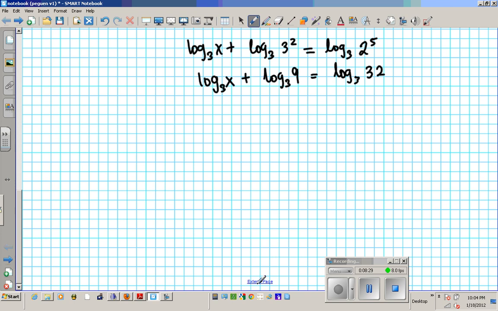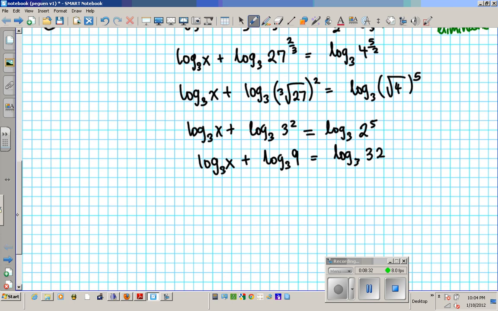Now that they've been cleaned up, we're going to proceed to consolidate. We need to consolidate the left side because we have two logs there. So to consolidate this, we're going to have log base 3 of 9 times x, which is 9x. Why did I do that? Because when I'm adding logs, it's the same thing as multiplying the numbers. Addition of logs is the same thing as multiplying the numbers. So since I have plus, that means it's this times this in the real world.